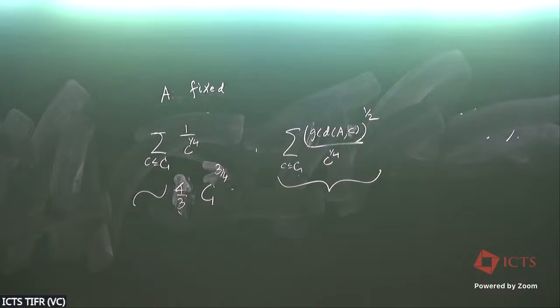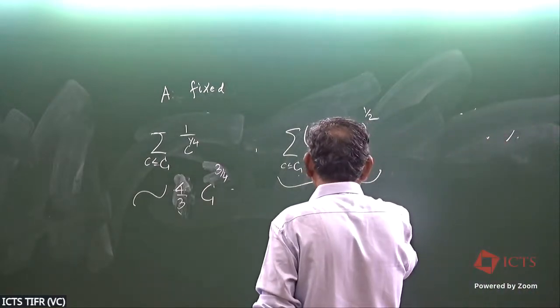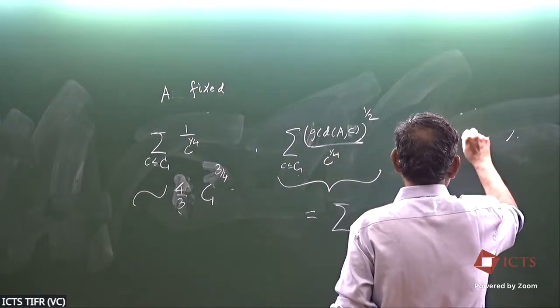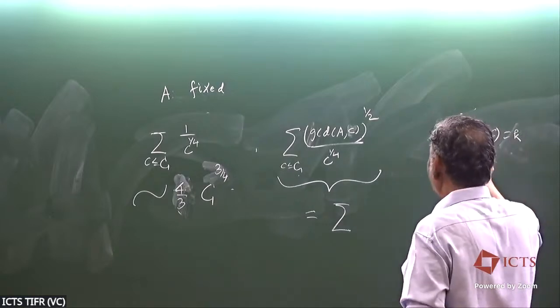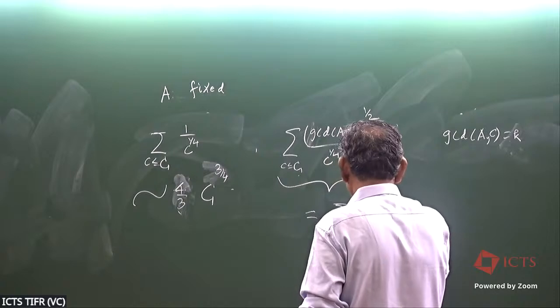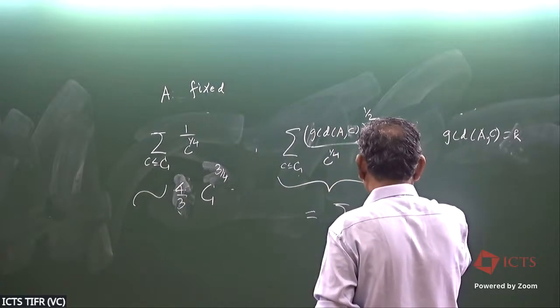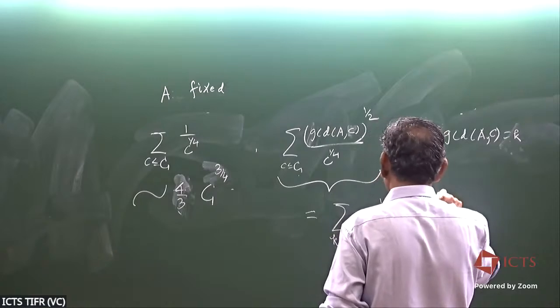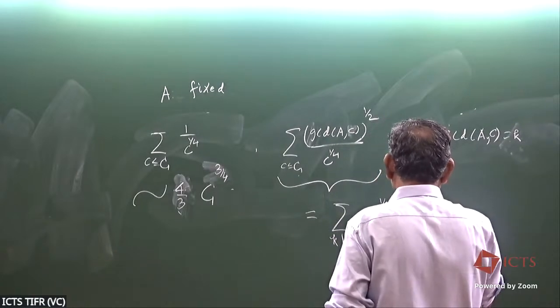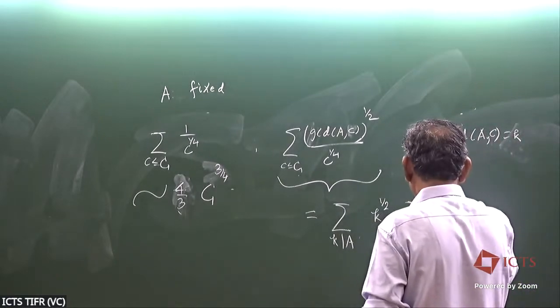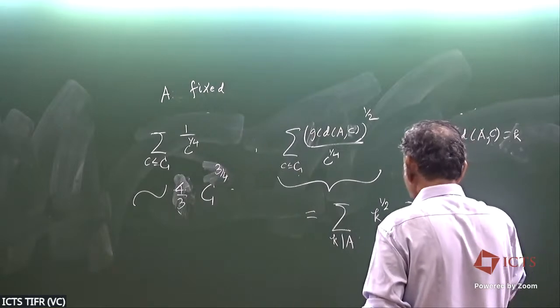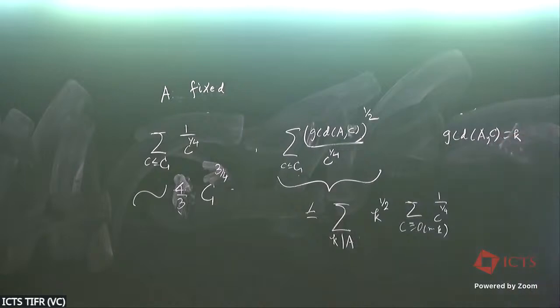Let's break this sum into two parts. Let us fix the GCD of a and c equal to k, and then this k will divide a. Then you have a k power half, and then a summation of 1 over c power 1/4, and this k has to divide this c also. Yeah, we'll do that.